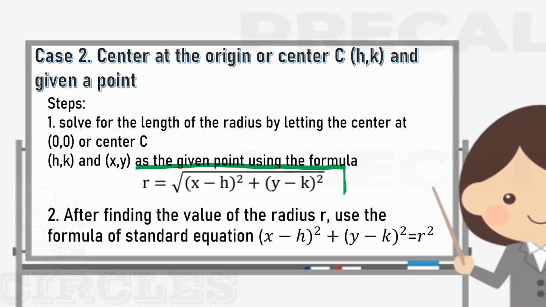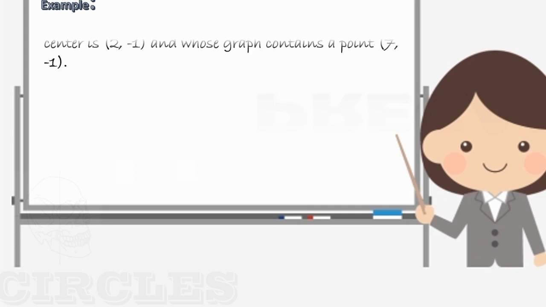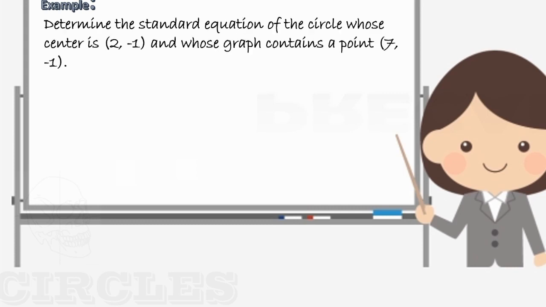So then, after finding the value of the radius r, use the standard equation formula, the standard form of the circle: x minus h squared plus y minus k squared is equal to r squared. For example, for case 2, determine the standard equation of the circle whose center is 2, negative 1, and whose graph contains the point 7, negative 1.